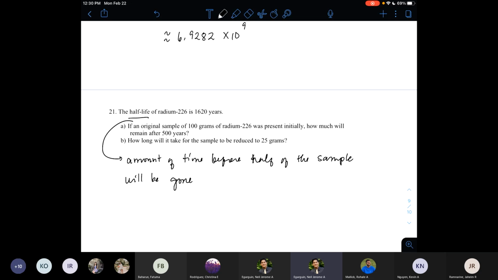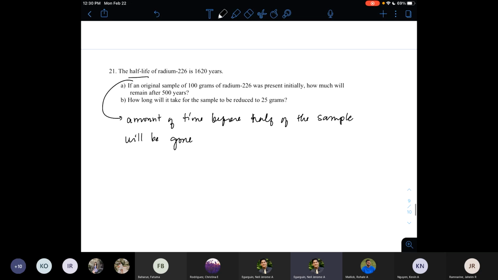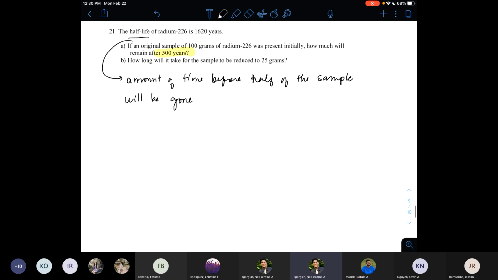So basically here, we want to answer two problems. The first problem wants us to predict how much of the radium will be present after 500 years. So before answering parts A or B, we need to have a model for the behavior of radium, or the amount of radium present at a particular time, t, right? So let's use the concept of half-life to derive it.